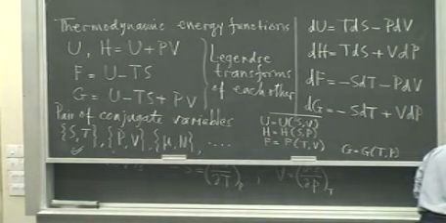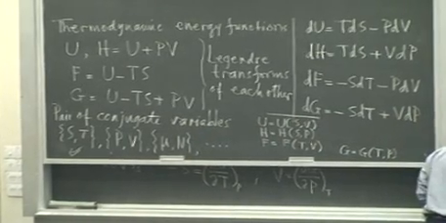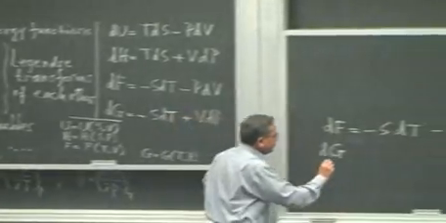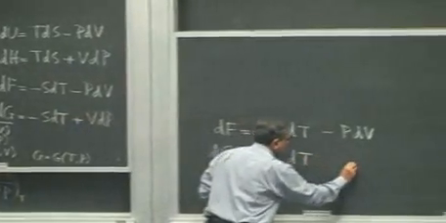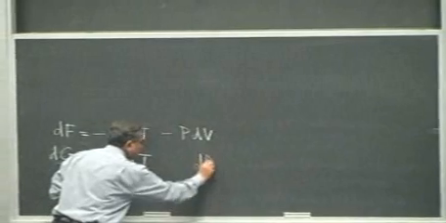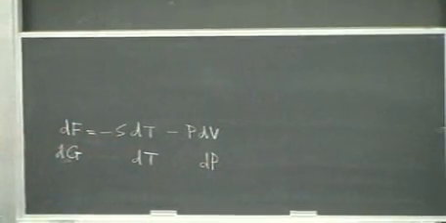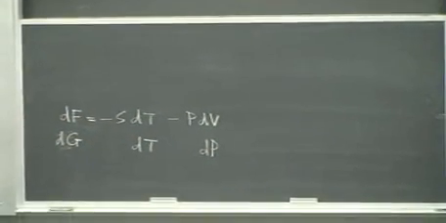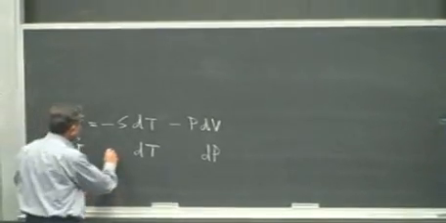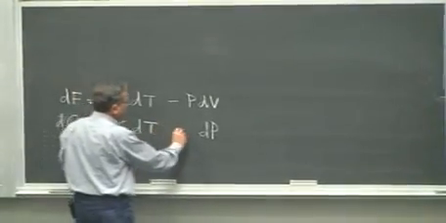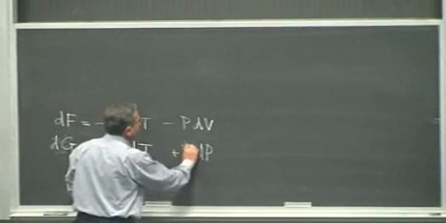Okay? I can take another one, for example, this expression. I know that G is a function of T and P. So dG will be written in terms of dT and dP, and because it is dT, it has to have a minus S here, and it has to have a plus V here.